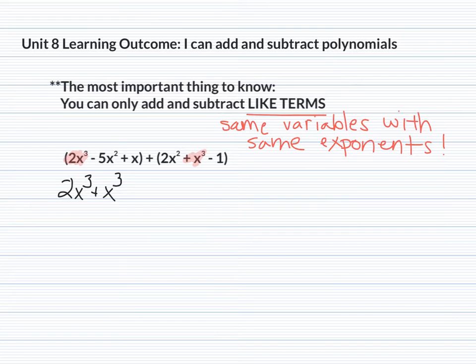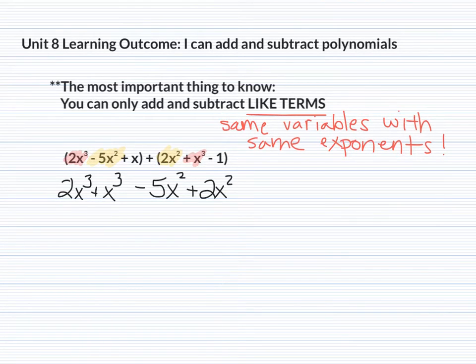Okay, next up. Next biggest exponent I see is a 2. I want to highlight that. There we go. So negative 5x squared. Notice I keep that negative right in front. And 2x squared. So I'm going to rewrite those. Minus 5x squared plus 2x squared.